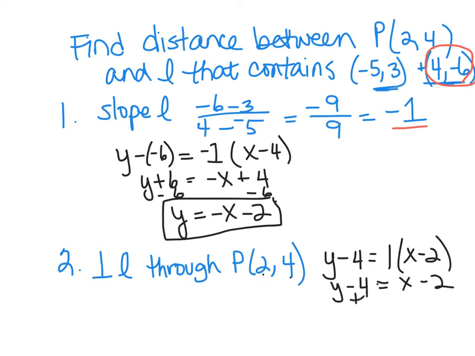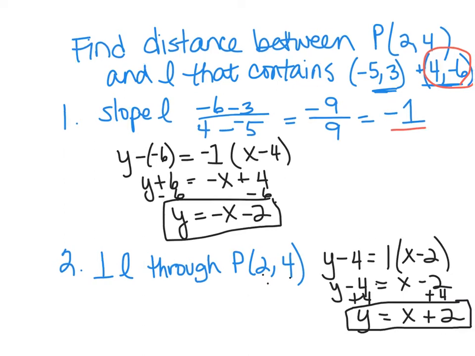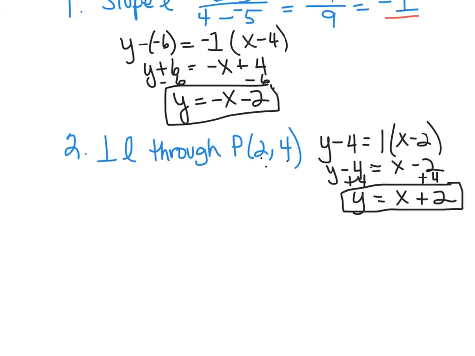And then we're going to add 4. And we get y equals x plus 2. So this is the equation of the line that is perpendicular to line L, and it goes through point (2, 4). Okay, so now we need to find out where do they intersect.